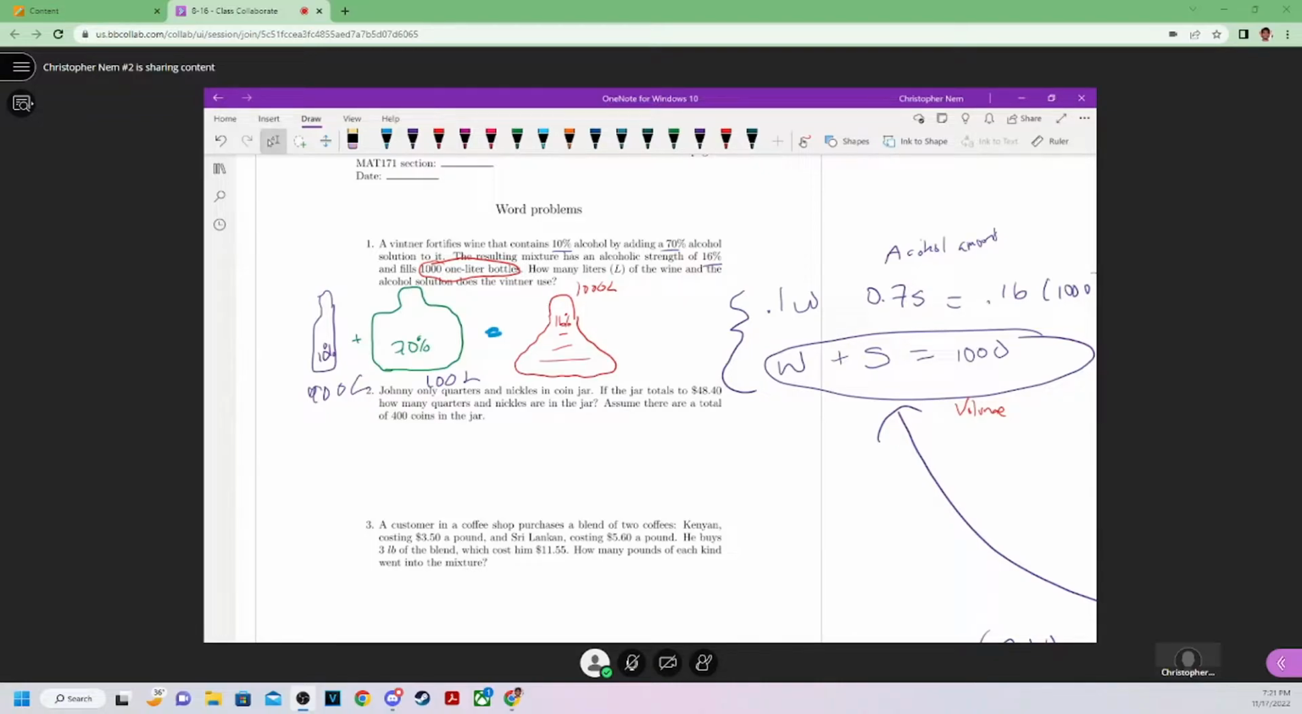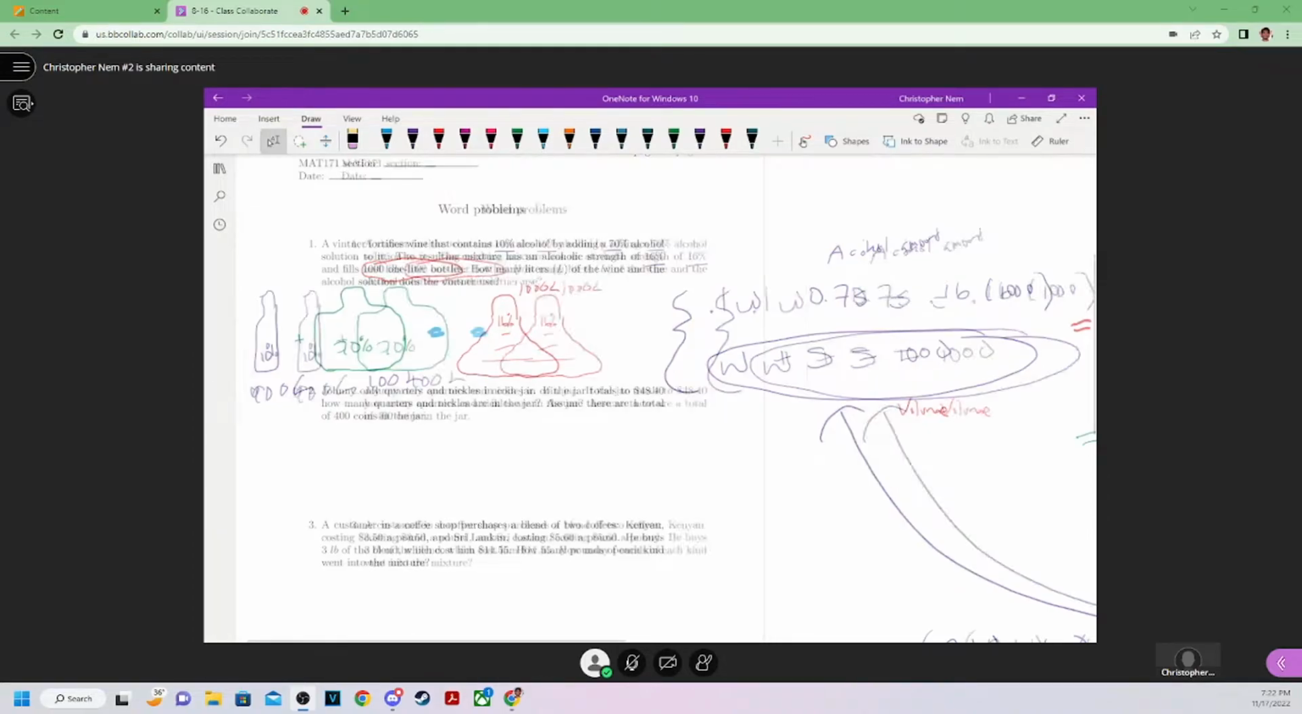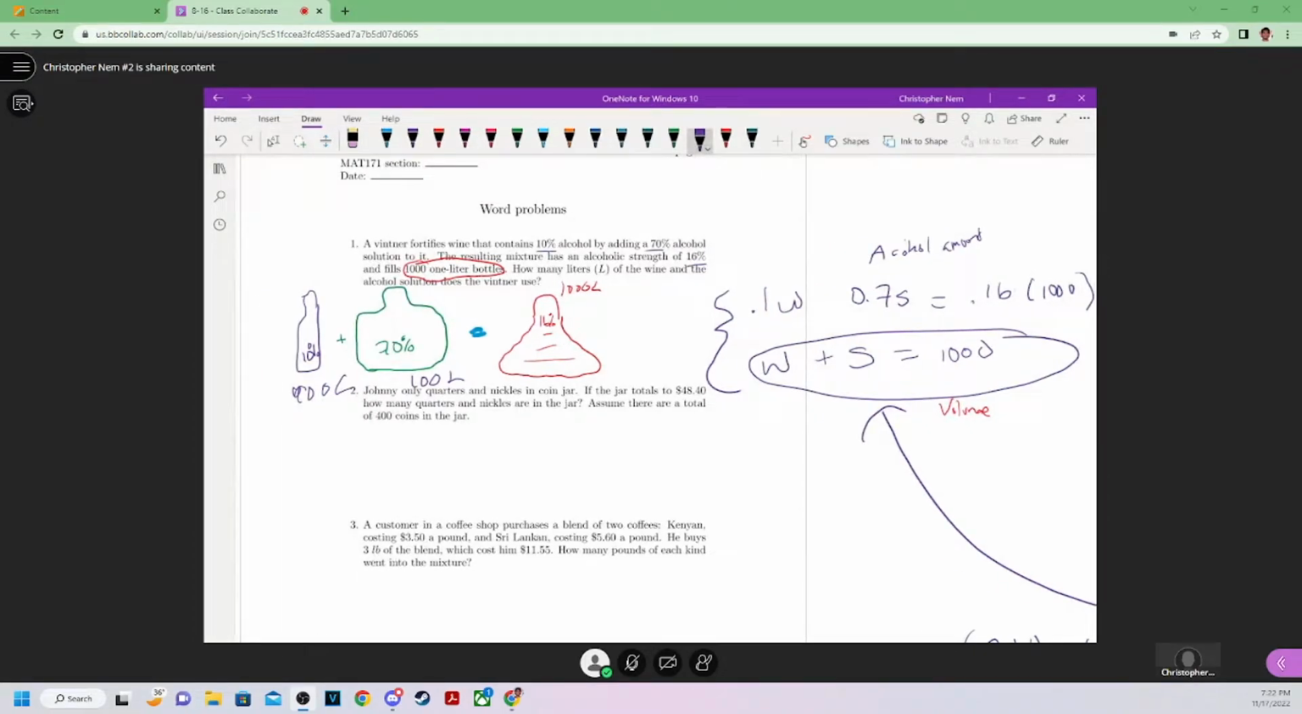So if you want to understand the context of this problem, to create this new mixture, this new solution that strengthens the wine, I'm pouring in 900 liters of my wine and then only 100 liters of the 70% alcohol solution. And then that'll create that 16% strength wine. So, to answer the question, we're going to say 900 liters of wine and 100 liters of 70% solution.